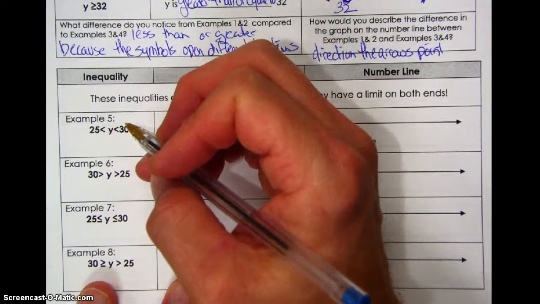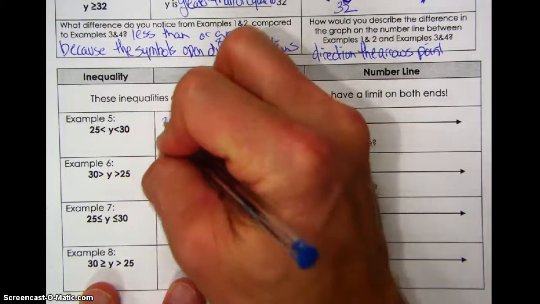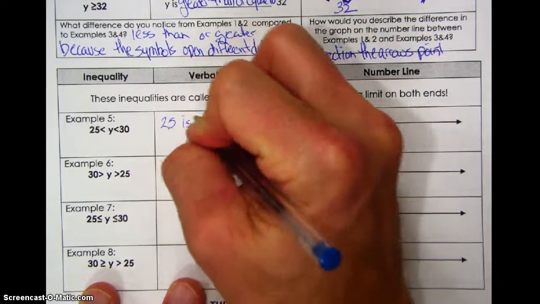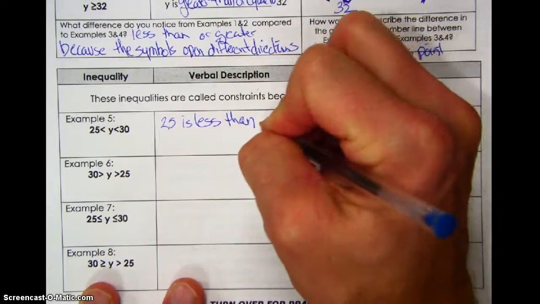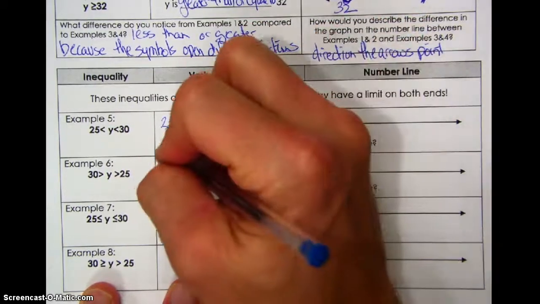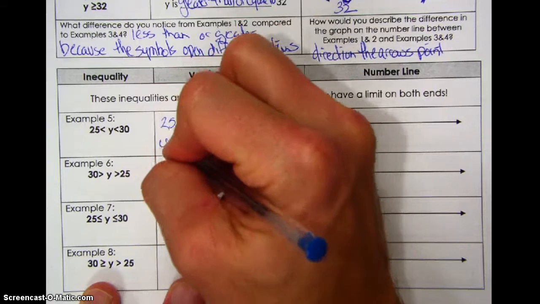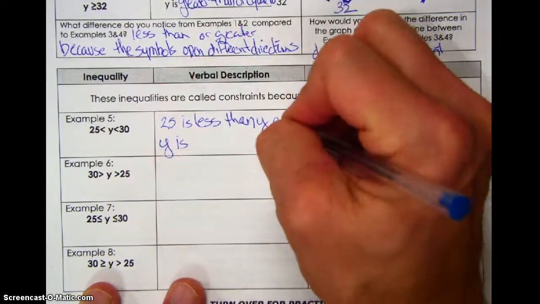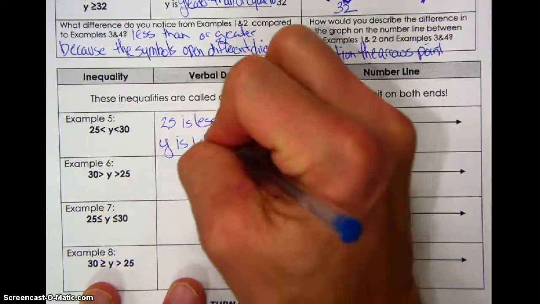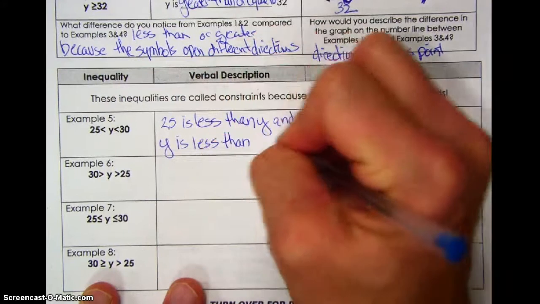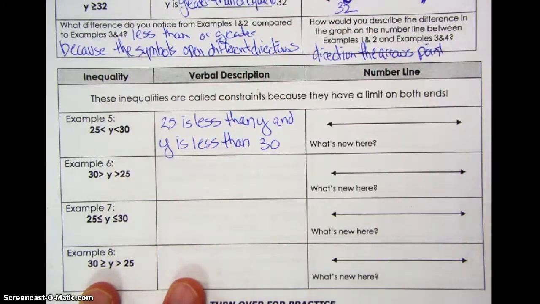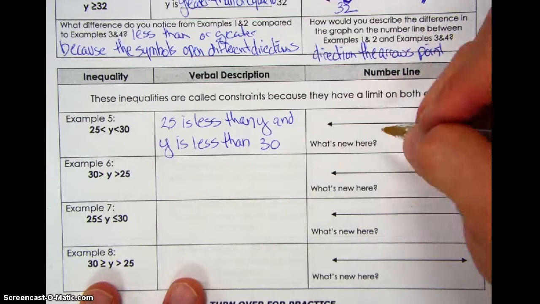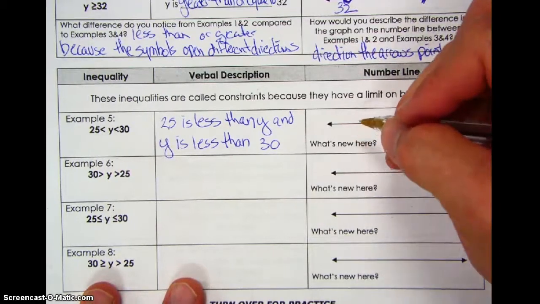Tegan. Okay. Which is less than 30. And y is less than 30. Okay. So let's make a number line representation for this.